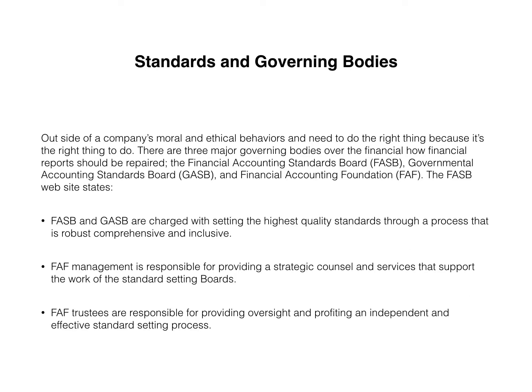Standard governing bodies. Outside of a company's moral and ethical behaviors and need to do the right thing because it is the right thing to do, there are three major governing bodies: the Financial Accounting Standards Board, FASB, the Governmental Accounting Standards Board, the GASB, and the Financial Accounting Foundation, the FAF.